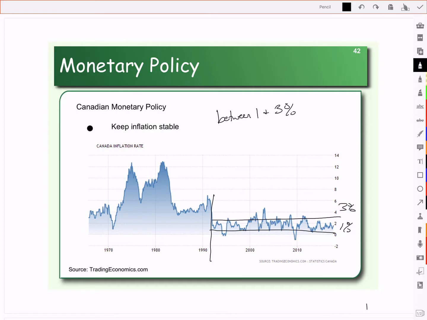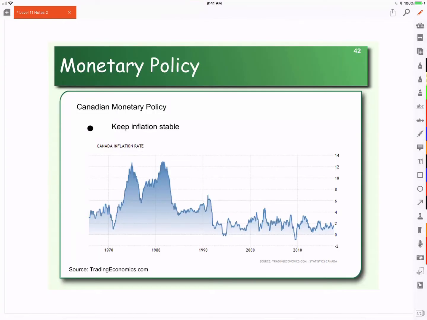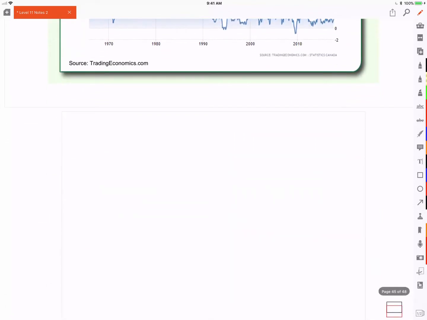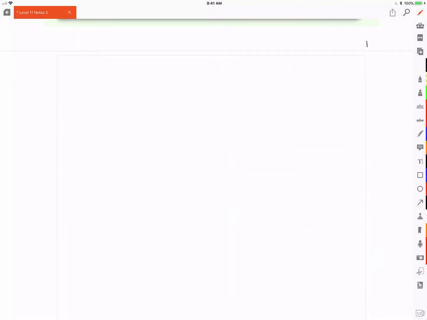So when would a Canadian monetary policy use expansionary monetary policy or contractionary monetary policy? Well, let's think about this. So let's just create a blank page here. All right, so let's suppose that we have high inflation. Okay, so inflation rates have gotten above 3%.